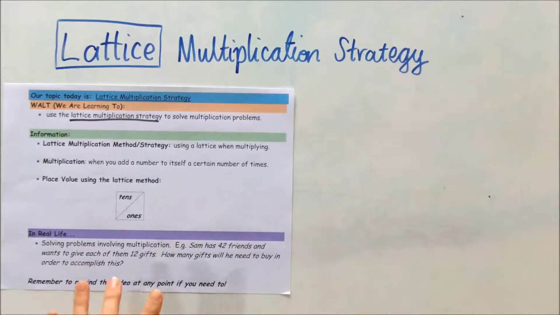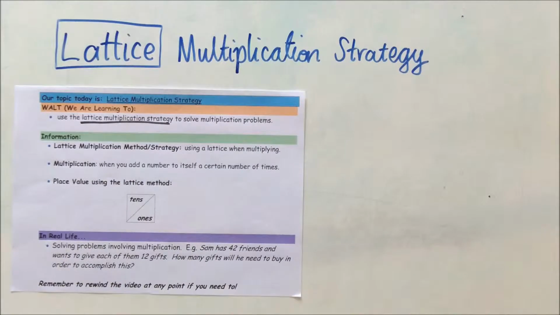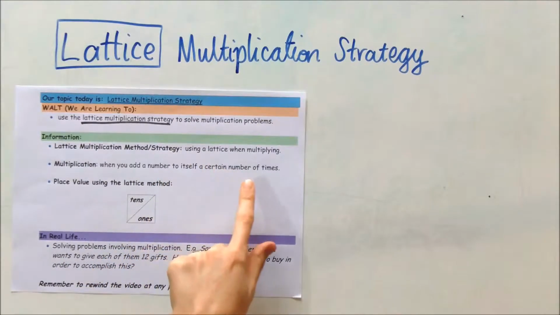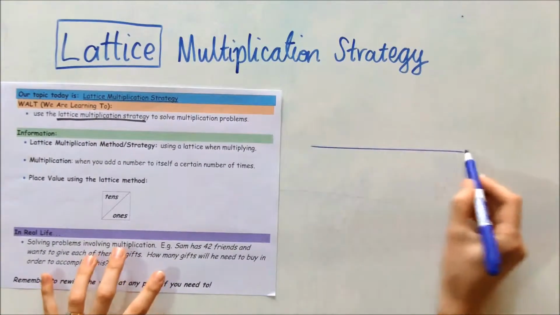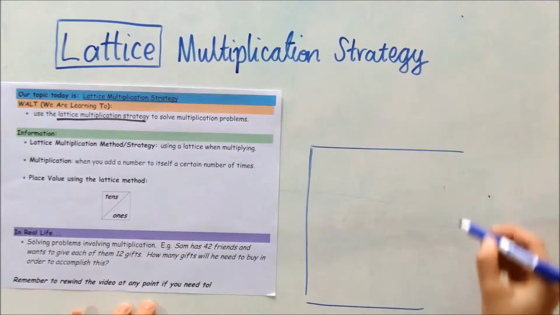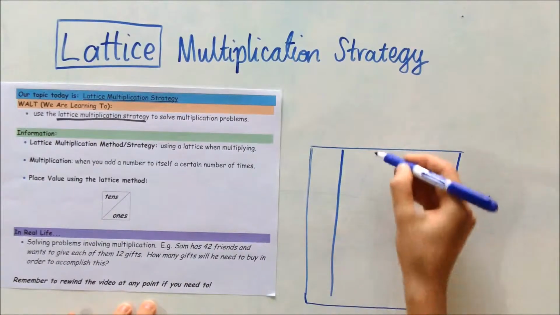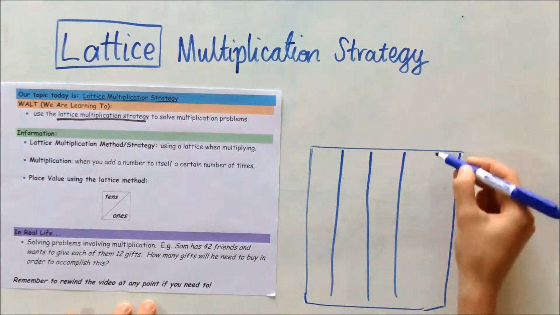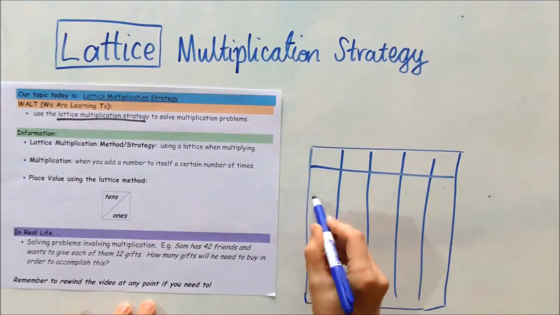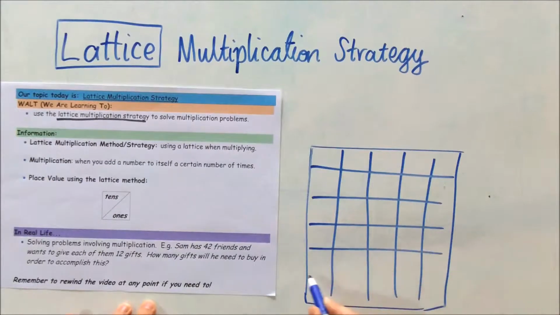Today our topic is the lattice multiplication strategy, and we are learning to use this when solving multiplication problems. The lattice multiplication method or strategy is when you use a lattice when multiplying. Perhaps in people's gardens, they've got some sort of lattice thing where things are growing up, or it's just a security measure. It looks something like this. This is what we'll be using to multiply today.